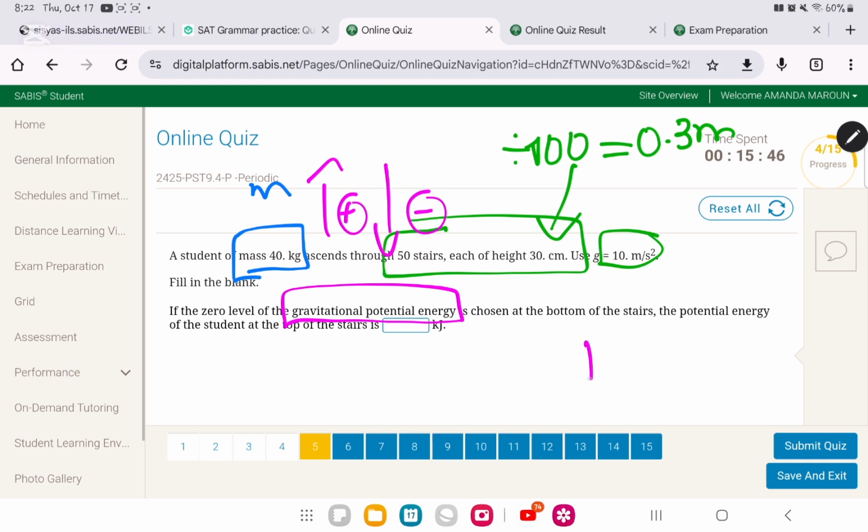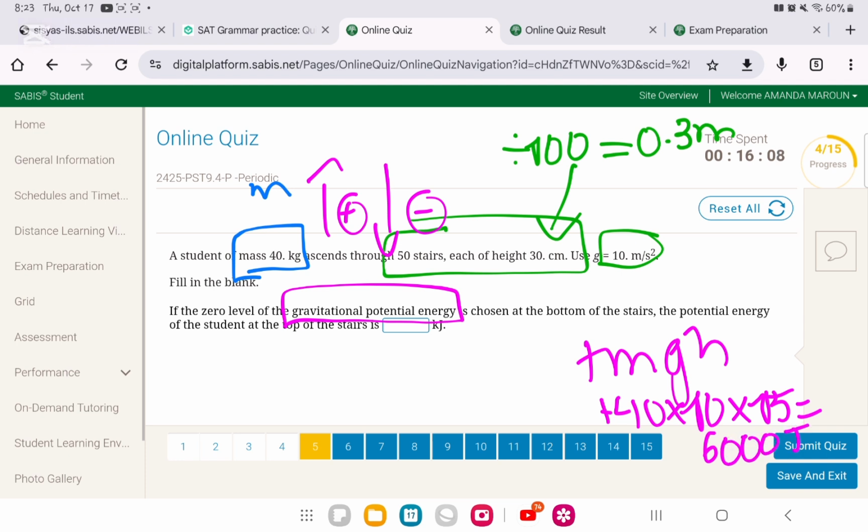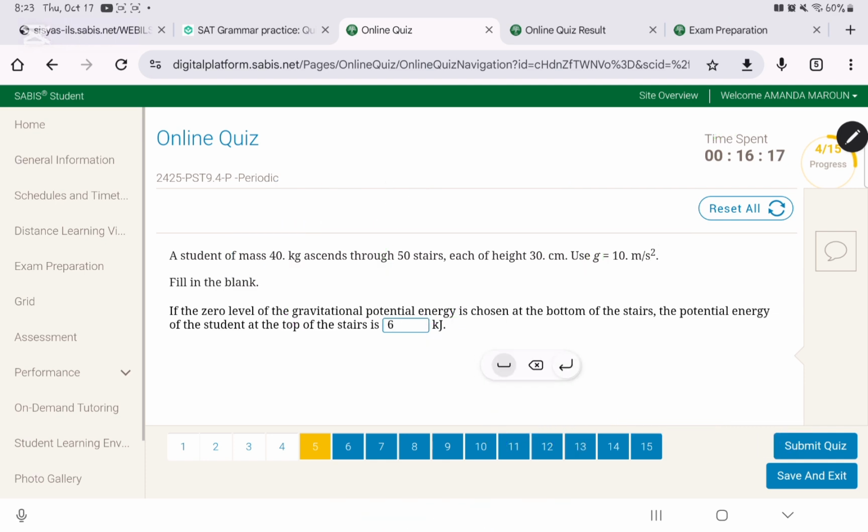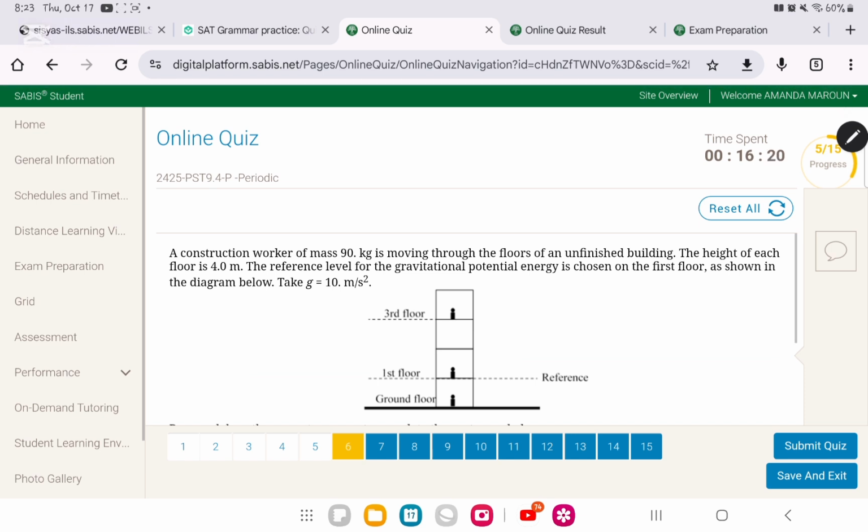So plus mgh. His mass is 40 kg, multiplied by g, which is 10, multiplied by the height, which is 50 stairs times 0.3 meters each, so 15. You will get 40 times 10 times 15, which is 6,000 joules. But they need it in kilojoules, so from joules to kilojoules, we are going to divide by 1,000, and we will get 6 kilojoules. So the answer over here is 6 kilojoules.